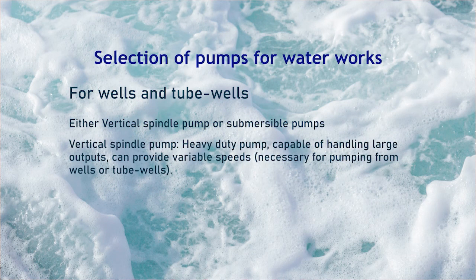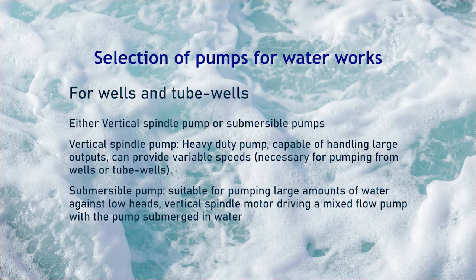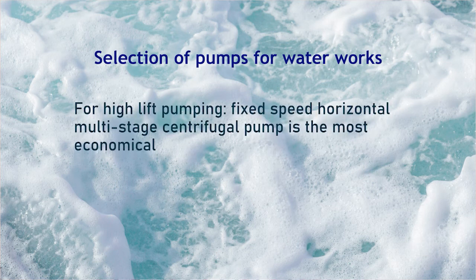Vertical spindle pumps are heavy duty pumps. They are capable of handling large outputs. They can provide variable speeds, which are necessary for pumping the water from wells or tube wells. On the other hand, submersible pumps are suitable for pumping large amounts of water against low heads: a vertical spindle motor driving a mixed flow pump with the pump submerged in water. For high lift pumping needs, a fixed high speed horizontal multi-stage centrifugal pump is the most economical option that is available to us.